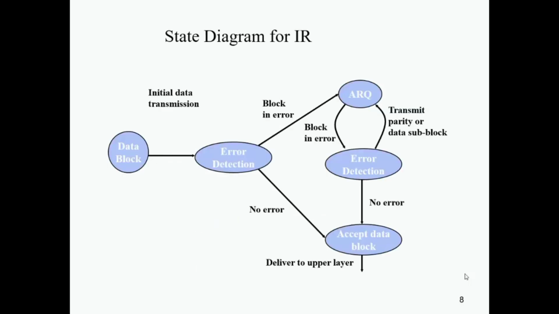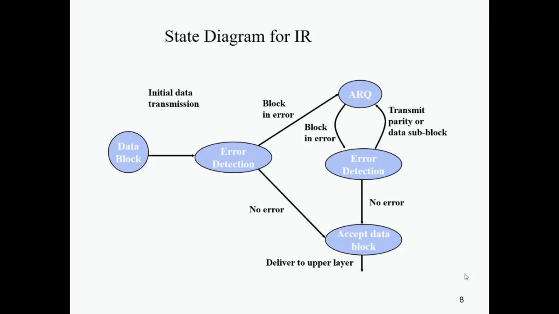In the next slide, we try to understand this scenario with the help of a state diagram. First, we send a data block, and if an error is detected, then this block goes to the ARQ. Then ARQ sends a negative acknowledgement, or request for retransmission. After that, error detection is checked again, and if no error is found, then this block is accepted. This process is continuously repeated until the block is accepted.